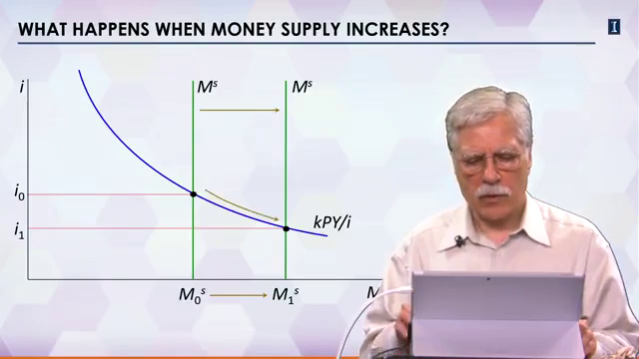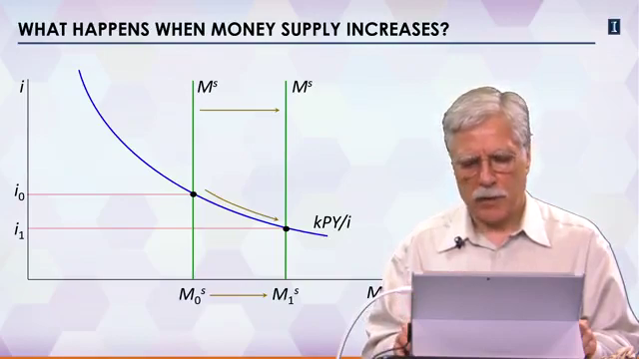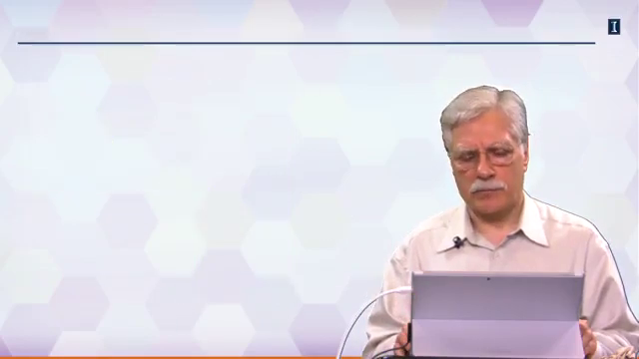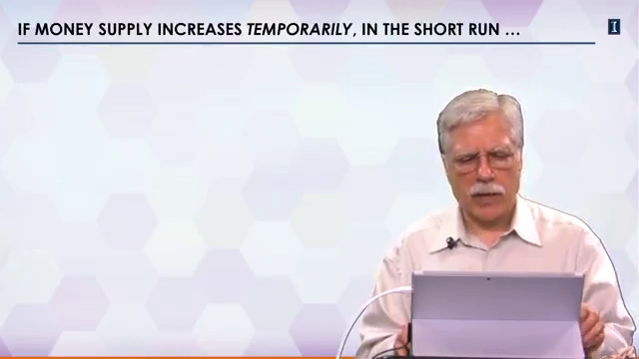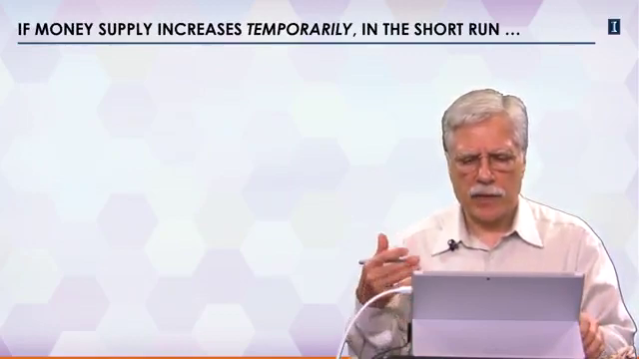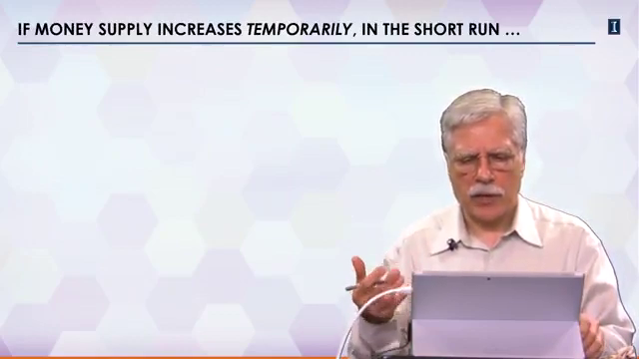So that's how the economy moves from one equilibrium to another when the money supply changes. Let's look at the same effect through an algebraic lens.